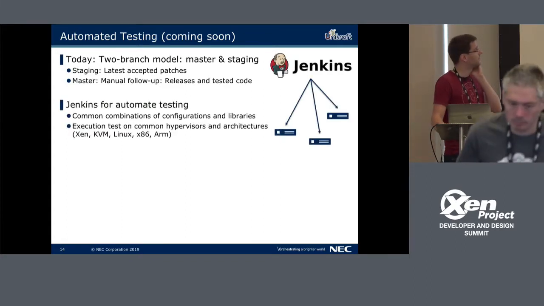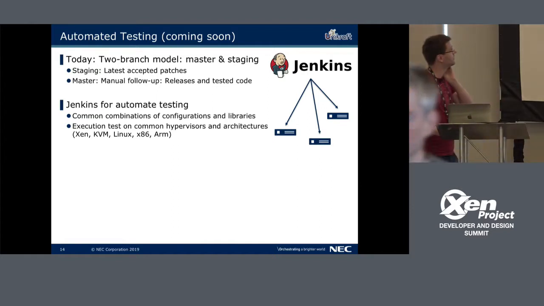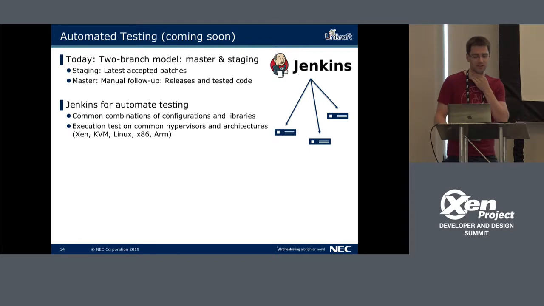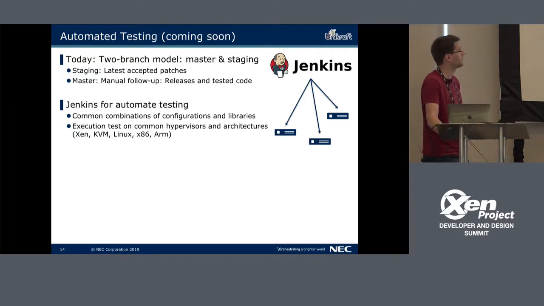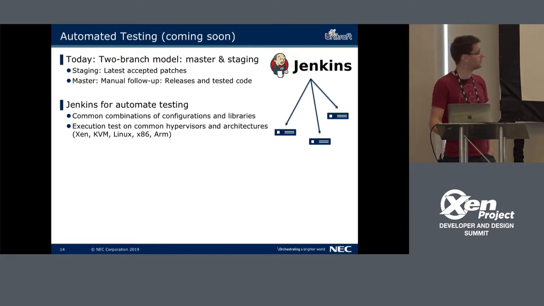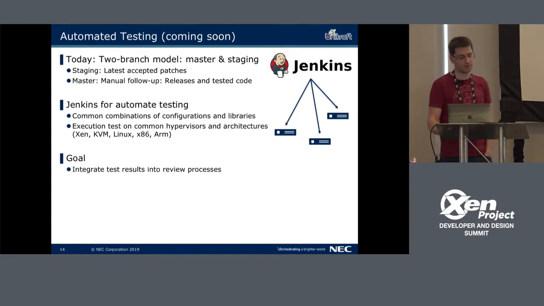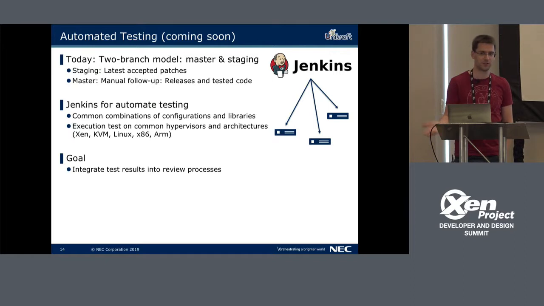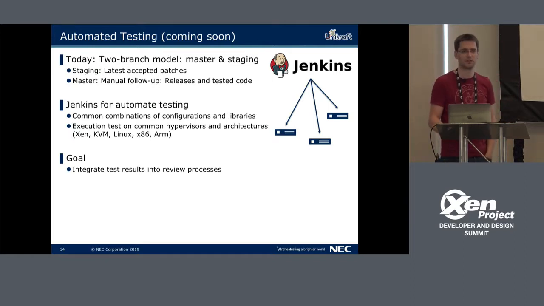What we want to do is, we started looking into Jenkins to have the common combinations and configurations and putting libraries in and out. We want to do that automated, and also execute tasks on the different hypervisor environments that we support and also the different architectures. And of course, the goal is to integrate that into the reviewing process so that we also know that the patches we're accepting are not breaking anything existing.